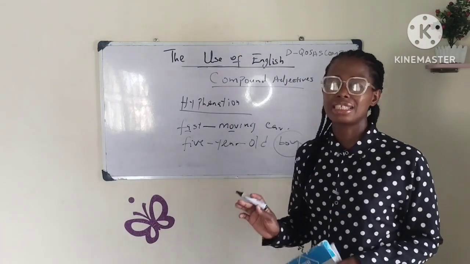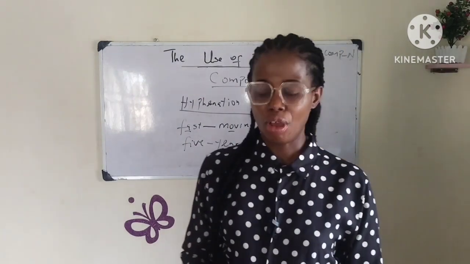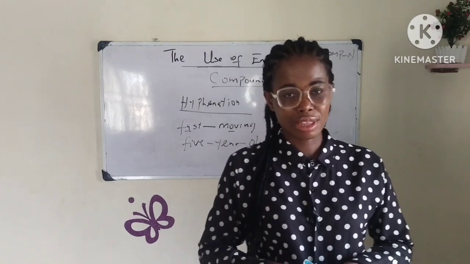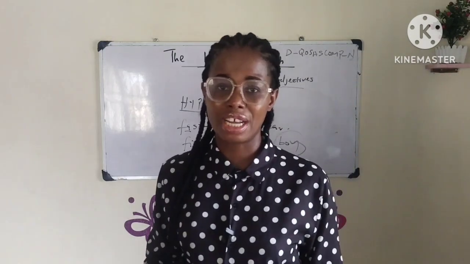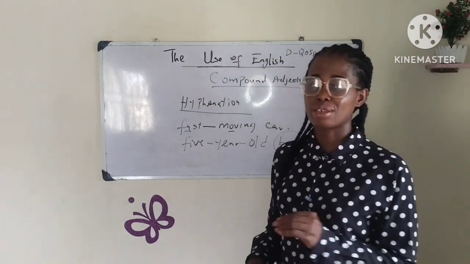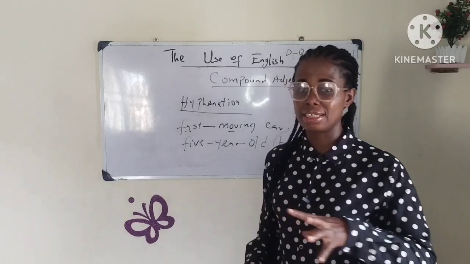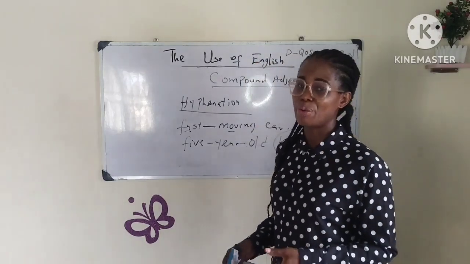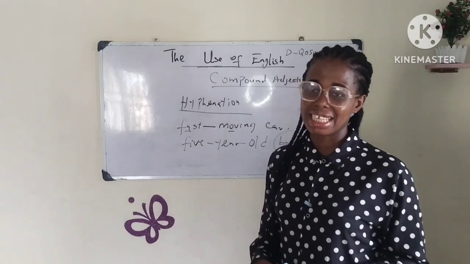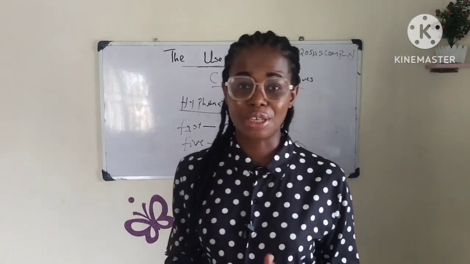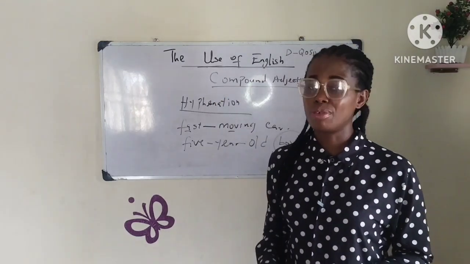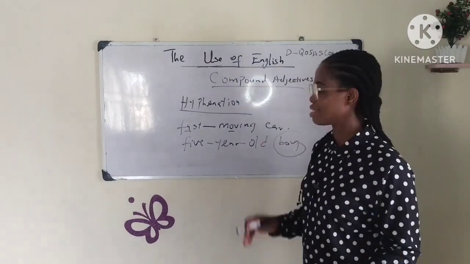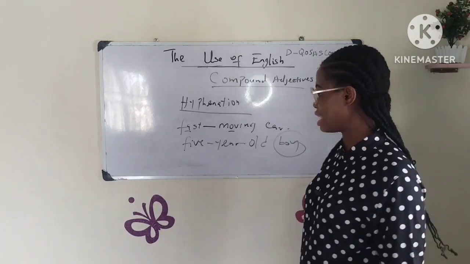So that's the first rule. When you have more than one word used together as a single adjective to qualify a noun, you must join the different words with a hyphen. That's very important. Now the next thing is, even if one of the words in the compound adjective is a noun, you must not pluralize it.